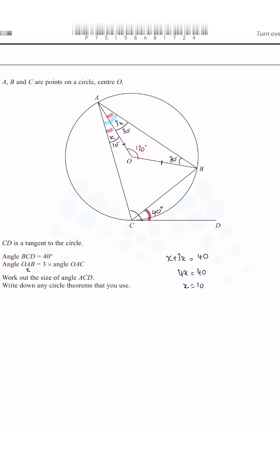And what does that tell me? Well, the angle at the center is twice the angle at the circumference over here. So this must be 60 degrees. And there you have it. The angle that I want, which is ACD, must be 60. So angle ACD is equal to 60 plus 40, which makes it 100 degrees. And there you have your answer.